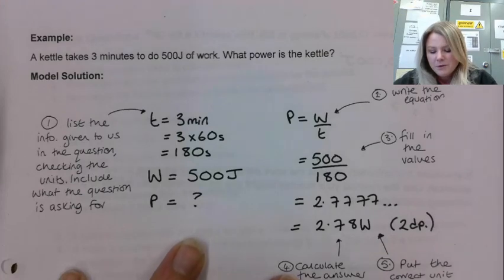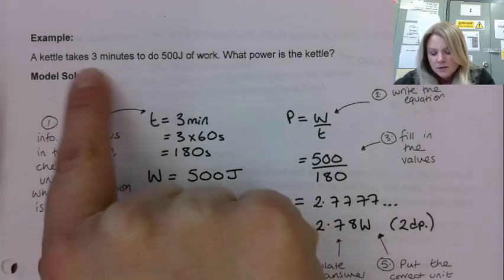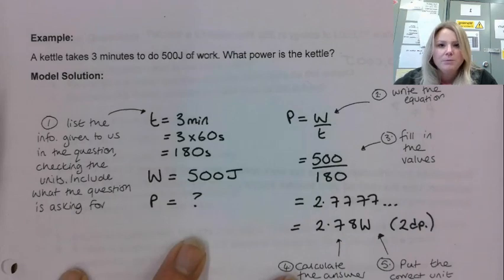So I'm going to make my list of information. A kettle takes 3 minutes. Now the question doesn't even use the word time, so that's why it's so important that we know our units.